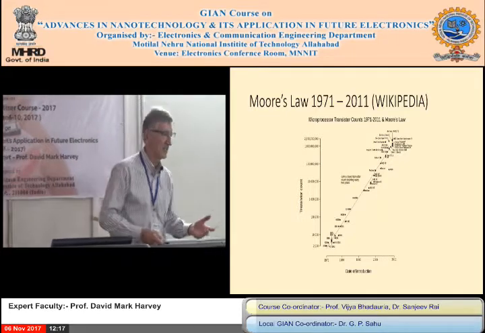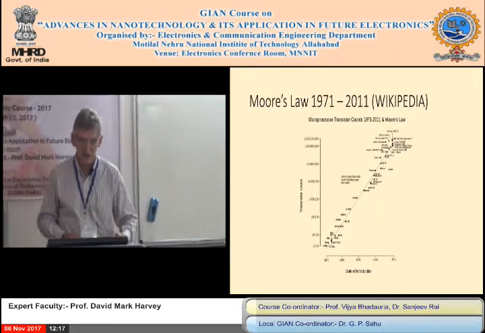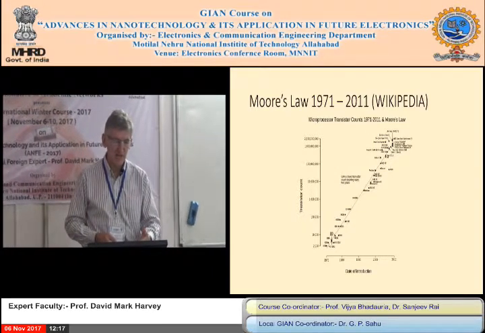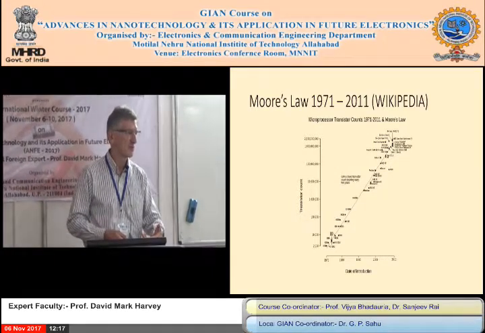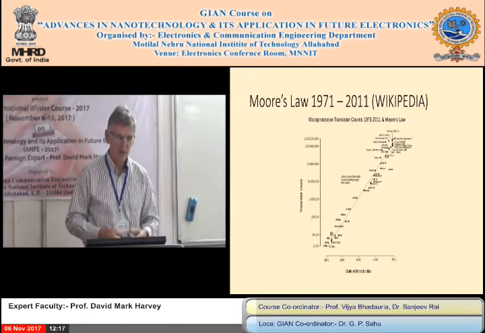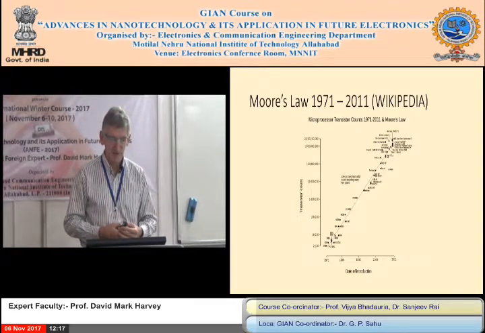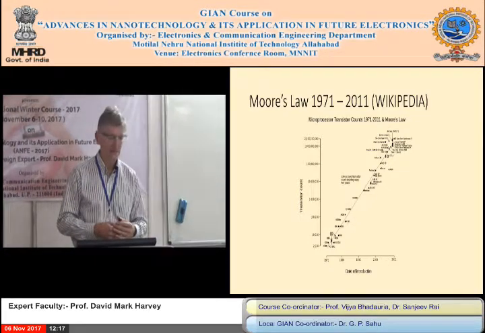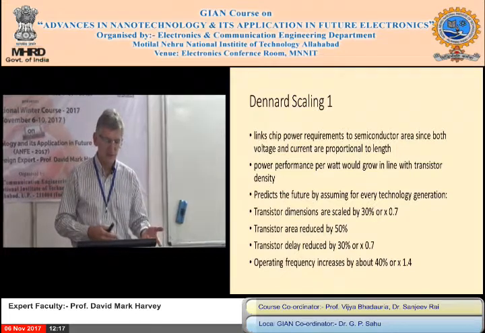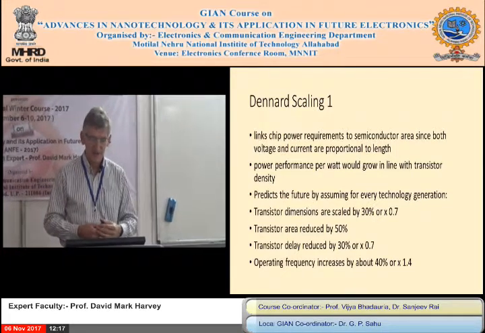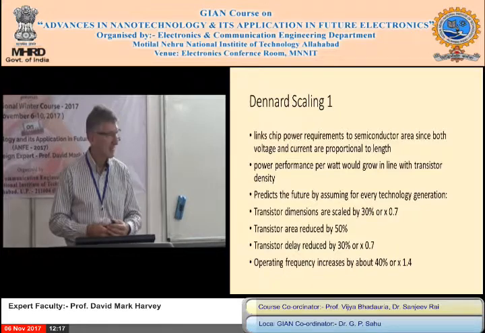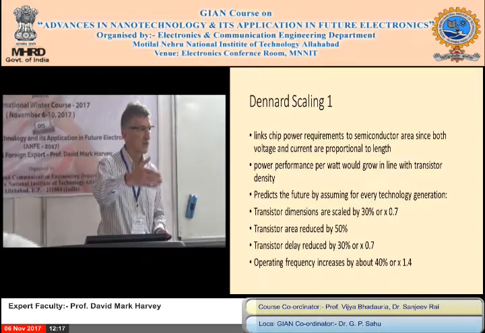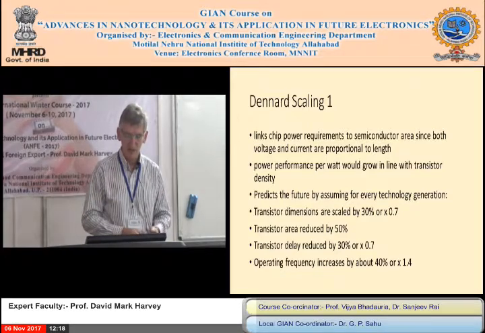So this Dennard scaling, we'll just run through it very quickly, because you can read it on the slide. It links the power requirements on the chip to the area, since voltage and current are both proportional to length, if you think about how you make it on a chip. So performance per watt, this is what he's saying, will grow in line with transistor density. We need to look into it a little bit further because it still doesn't mean too much. So he predicted that transistor dimensions, with every generation about every 2 years nowadays, would go down by 0.7.